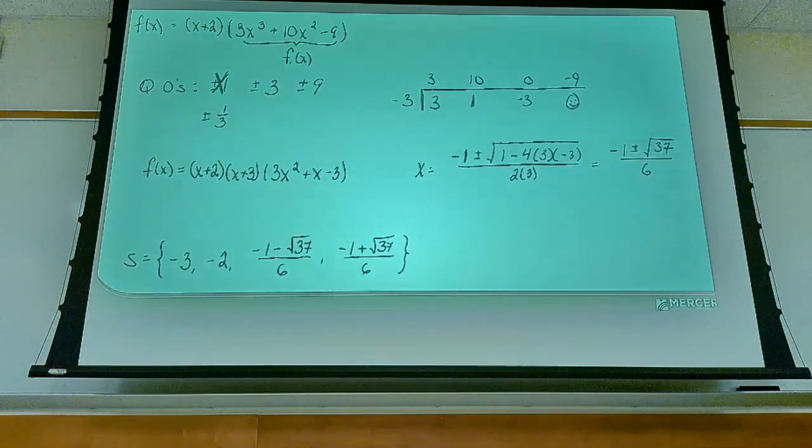So that's the goal of this algorithm, is to do it until you get a quadratic factor, because you know how to solve the quadratic. Quadratic formula is the easiest way. That always works.